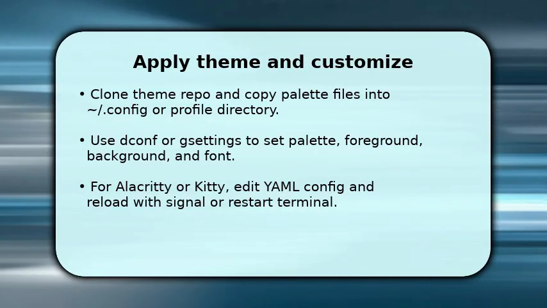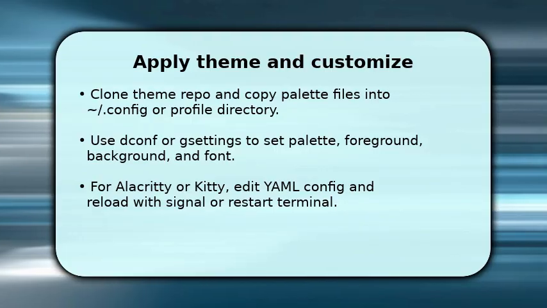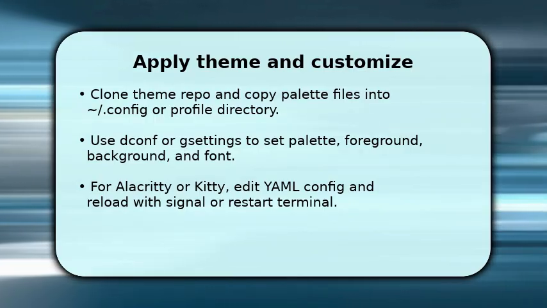Next, use gsettings or dconf to set the terminal profile's palette, background, foreground, and font. That updates GNOME-based terminals instantly. For Alacritty or Kitty, open the YAML config, paste the colors and font sections, then send a reload signal or restart the terminal to apply changes.